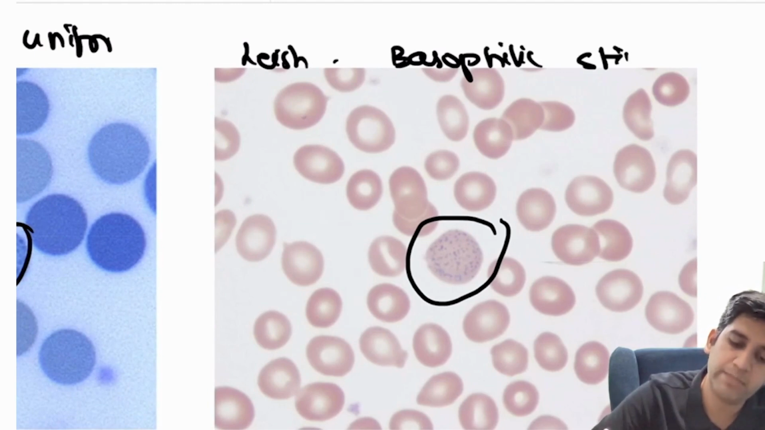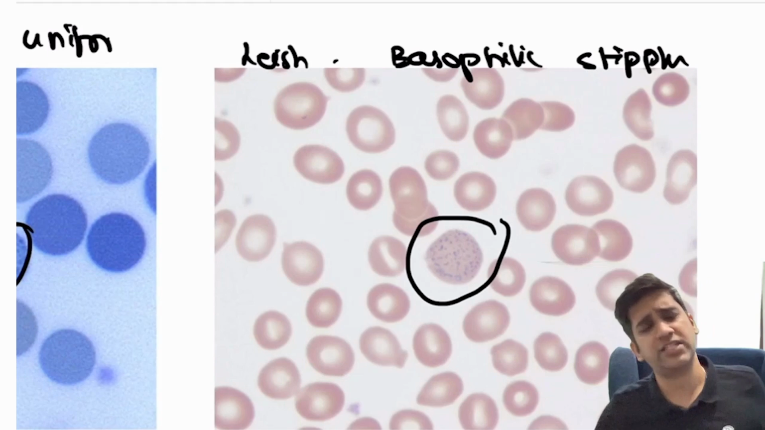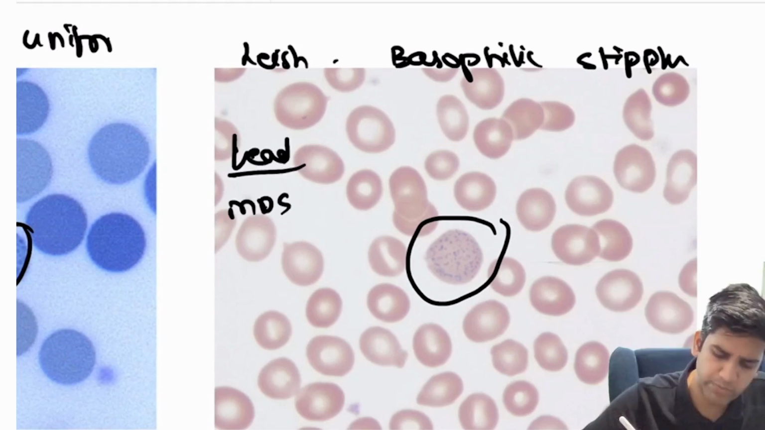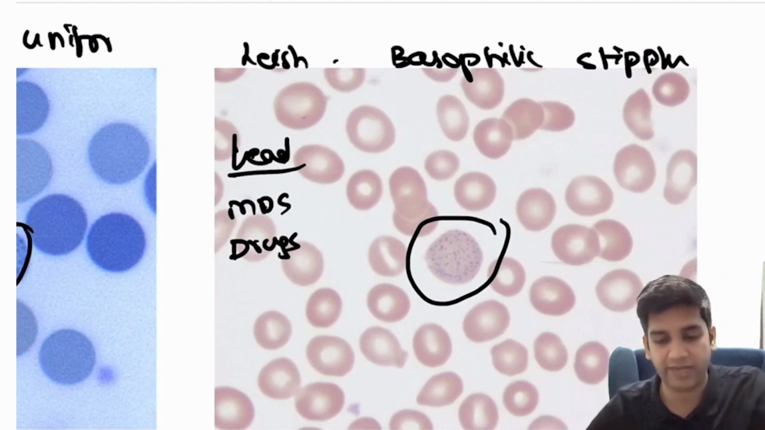So basophilic stippling can be seen in multiple conditions: anemia, MDS, lead poisoning, right? Even in lead poisoning, we have a very fine basophilic stippling. You can see it in myelodysplastic syndromes, chemotherapy drugs, even in megaloblastic anemia. Wherever there's a problem with the nucleus, you will have this, right?